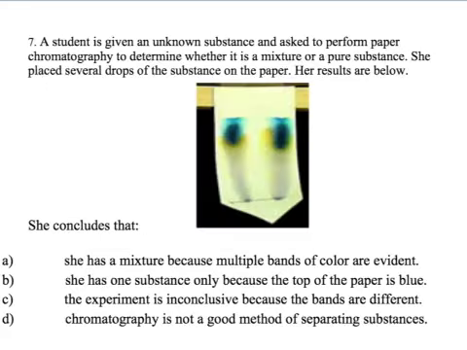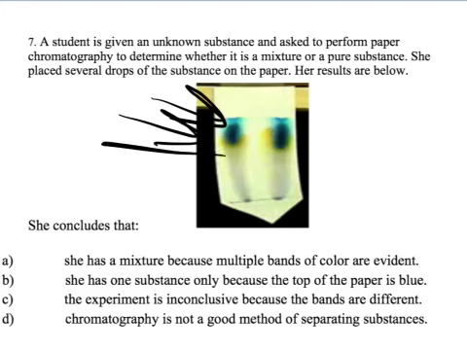Now, questions about chromatography. And chromatography, just for those of you who don't know, is a way we can separate mixtures. A student is given an unknown substance and asked to perform paper chromatography to determine whether it is a mixture or pure substance. She places several drops of the substance on the paper. Her results are below. Notice here, guys, we have different colors. That should clue you in that we're not talking about a compound because number one, we can separate it by physical means. Chromatography is a physical separation.